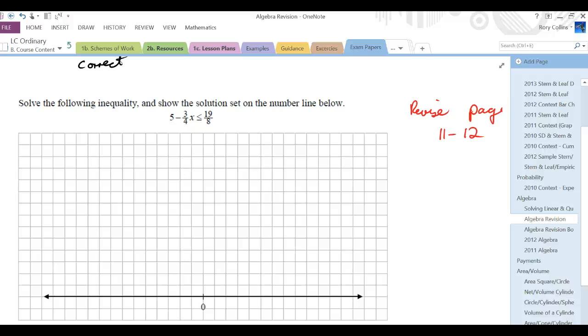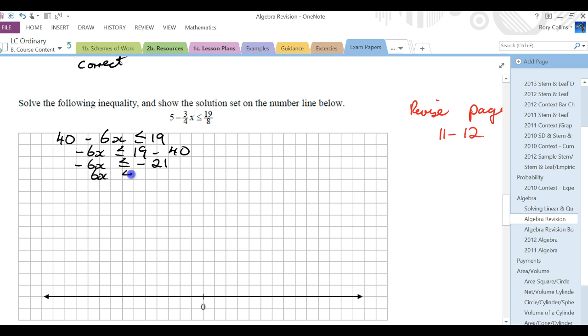The lowest common multiple of 4 and 8 is 8, so I multiply every term by 8. 8 fives are 40. 3 quarters by 8 gives me 24 quarters, which is 6x, so minus 6x. And 19 over 8 multiplied by 8 gives me less than or equal to 19. We now solve for x. This gives us minus 6x is less than or equal to 19, subtract 40. Minus 6x is less than or equal to minus 21.